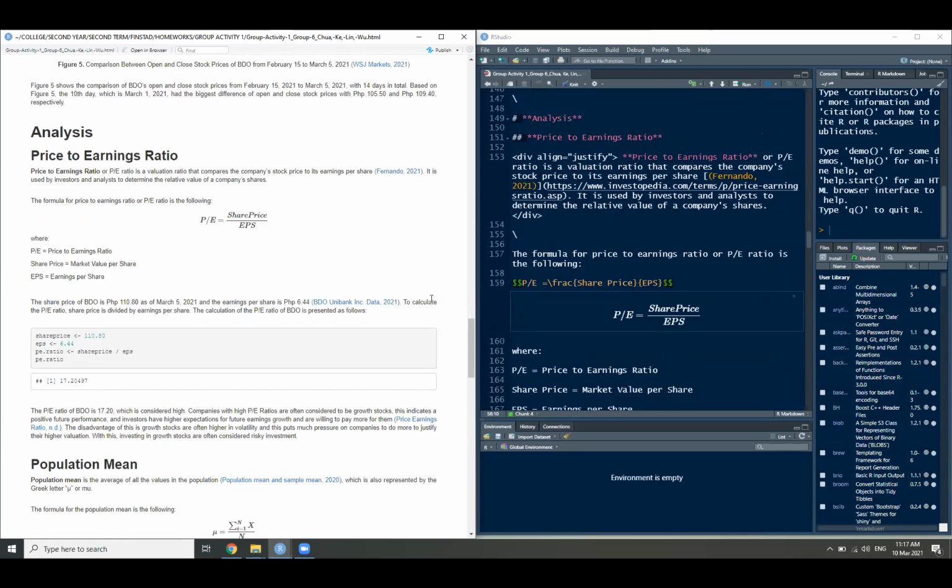So to analyze the stock prices, we use price to earnings ratio, which is a valuation ratio that compares the company's stock price to its earnings per share. It is used by investors to determine the relative value of a company's share. So here's the formula for PE ratio.